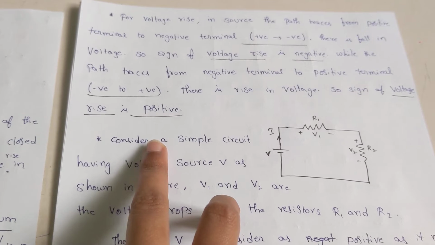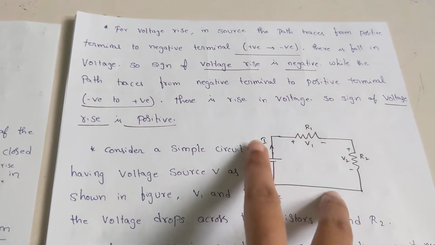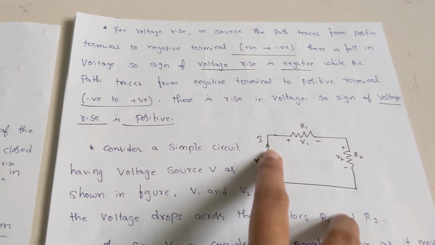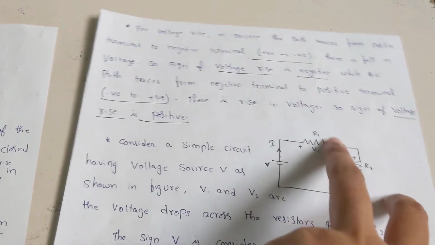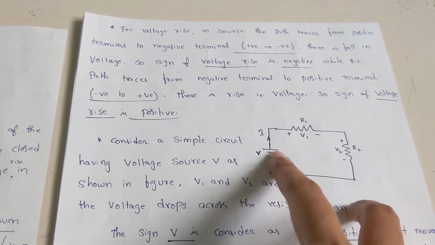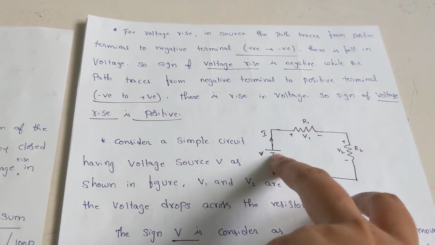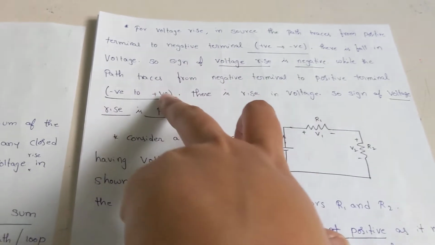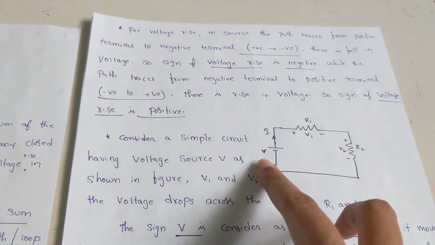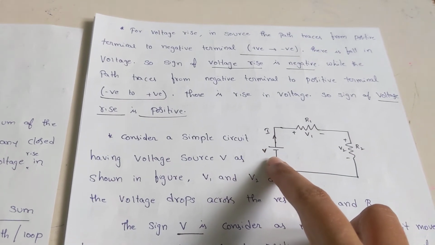To explain this notation, I have provided a simple circuit, and the current in the circuit is I. It travels in the direction in which we are going to travel. Here we are traveling from the negative terminal to the positive terminal. As per my theory, the sign of the voltage rise is positive.